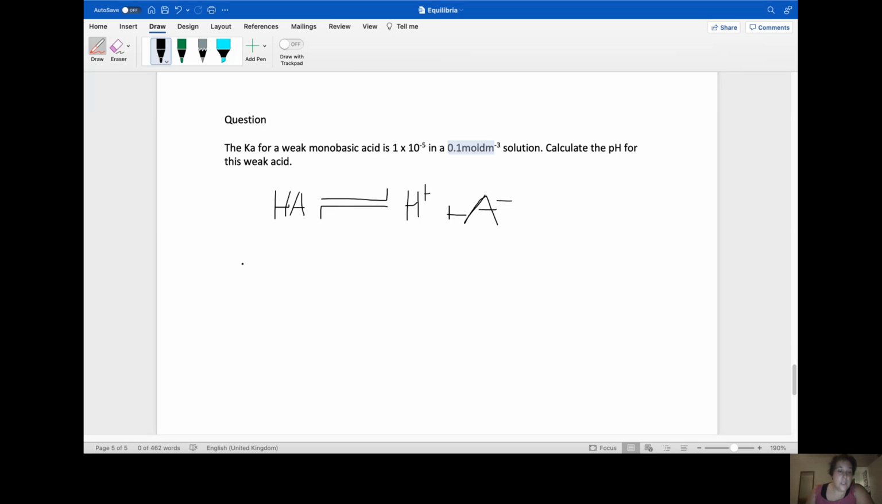Once you've done that, you're going to do not quite your ICE table, just initial and equilibrium. They told you the concentration of the acid was 0.1. We assume that the products are 0 and 0. So now at equilibrium, we're going to have 0.1 minus the concentration of the H+, because that's what it's splitting into. This is going to be H+ concentration, and we can also call the A- concentration H+, because again, the ratio is 1:1. So H+ is all throughout to make it easy for your calculation.